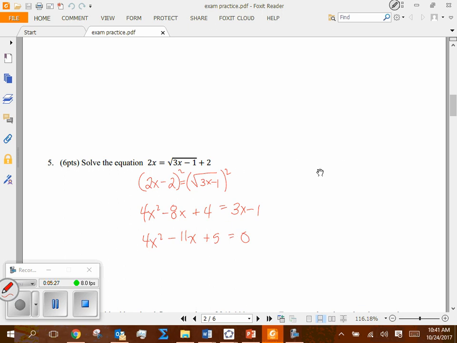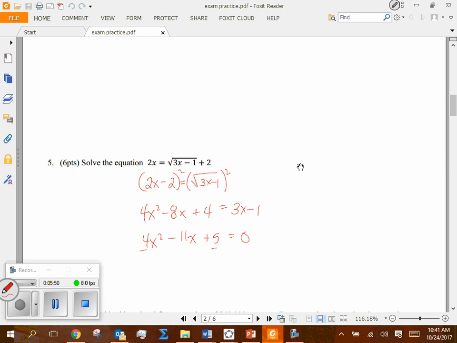Maybe an option here is to try the a times c method. So take 4 and 5, multiply them together, get 20. Now start thinking of numbers that multiply together to give me 20, but actually give me negative 11. And there are none. Okay, so the a times c method does not work in our hierarchy of factoring. That then makes us do the quadratic formula.